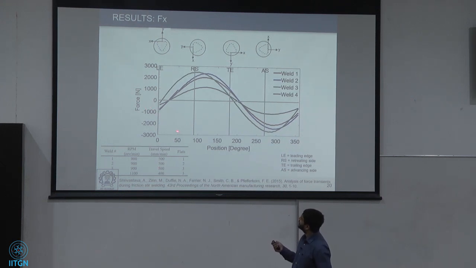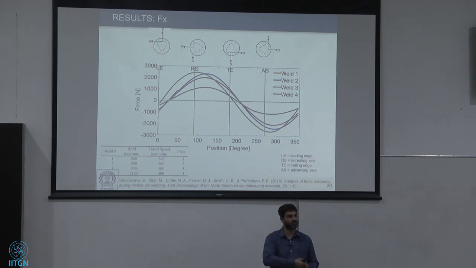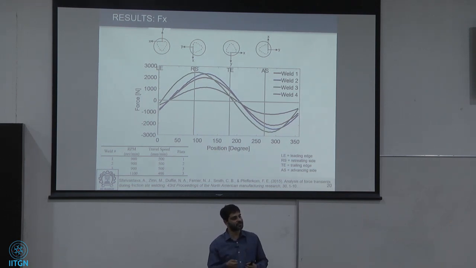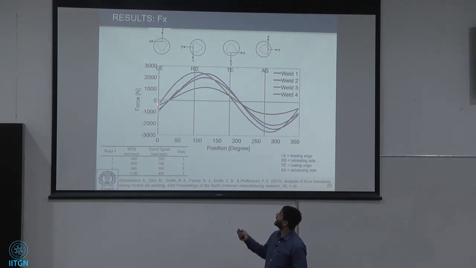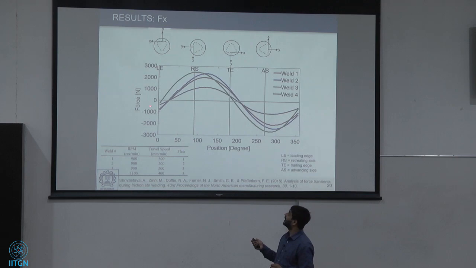So here we have plotted Fx. X is the direction perpendicular to the tool travel direction, and X forces are primarily responsible for the shearing of the material. So as the material comes into the stir zone, it gets severely sheared as it moves from the leading edge to the retreating side. The retreating side is the side where the tool rotation direction and the tool travel direction oppose each other, and the advancing side is the side where the tool travel direction and the tool rotation direction are the same. So material comes in at the leading edge, moves to the retreating side, and undergoes heavy shearing.